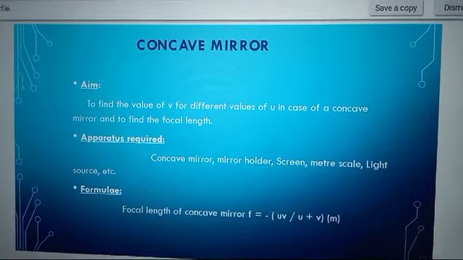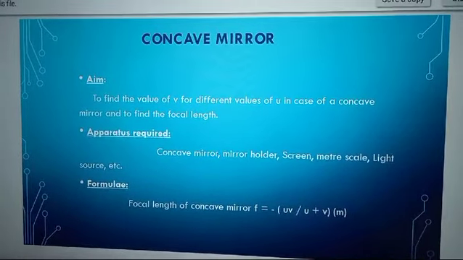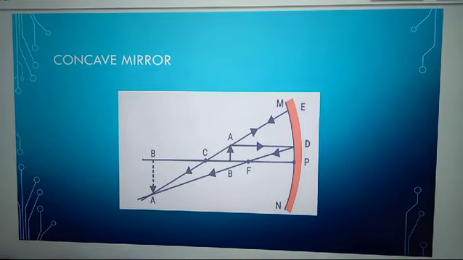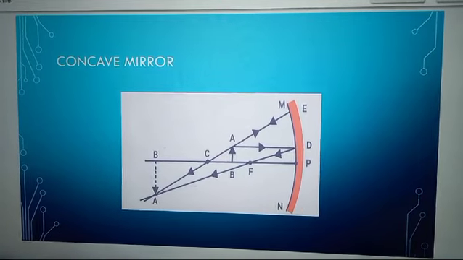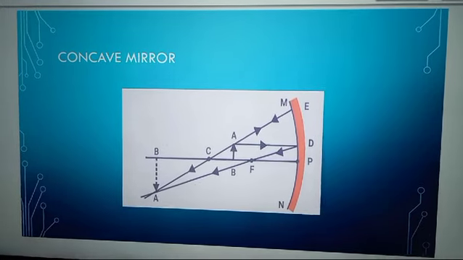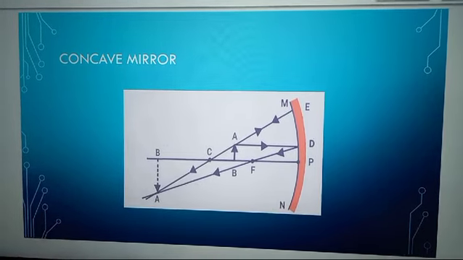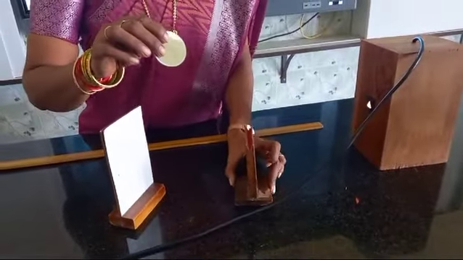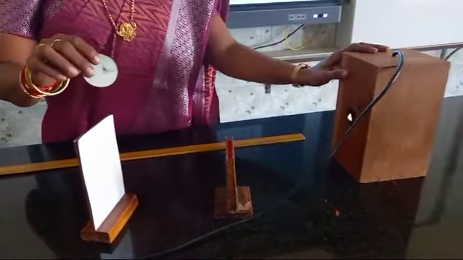Focal length of concave mirror. A concave mirror is a converging mirror. We have to keep the object in front of the mirror. After the reflection, we will get an image on the object side itself. For this, the required materials are a concave mirror, lens holder, screen and light source.